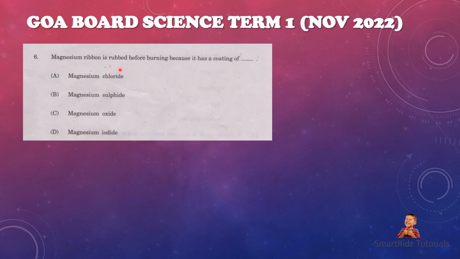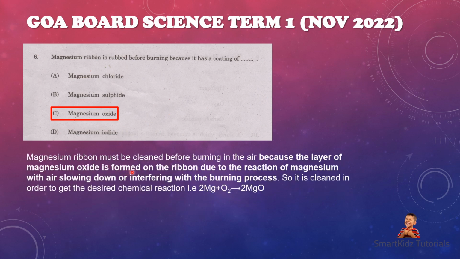Sixth question, magnesium ribbon is rubbed before burning because it has a coating of magnesium oxide. So magnesium ribbon needs to be cleansed before burning in air because it has a layer of magnesium oxide. So magnesium easily combines with oxygen to form magnesium oxide. So this needs to be cleansed, so that the further reaction takes place. And this is the reaction basically that needs to happen. Magnesium combining with oxygen to form magnesium oxide. So remember, it needs to be cleansed because there's a coating of magnesium oxide.